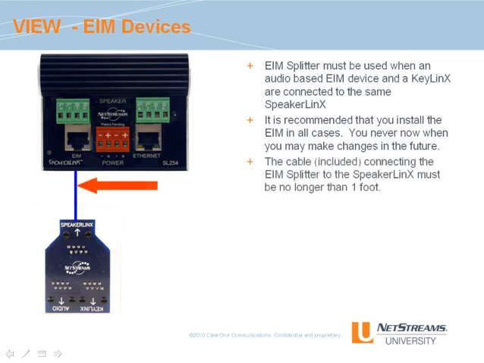Finally, when you do install the EIM splitter, the splitter must be no more than 1 foot from the EIM port. We do provide a short Cat5 cable for you to use. Also remember that the maximum distance from the SpeakerLinks to the last EIM device must be less than 65 feet, and this does include the distance added in by the 1 foot EIM splitter cable.